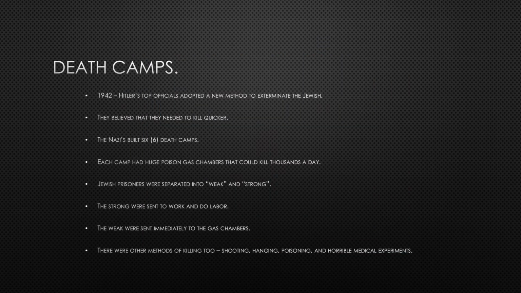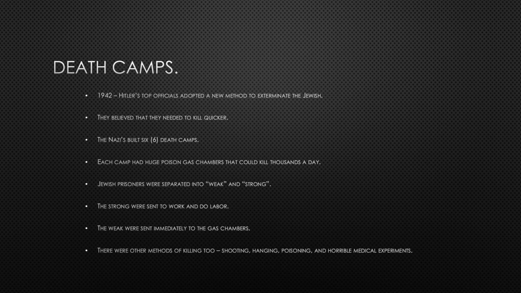So, the death camps. In 1942, Hitler's top officials adopted a new method to exterminate the Jewish people, because labor wasn't killing them quickly enough, and they felt the death squads weren't being as efficient and were being used for the wrong purposes. They looked for a new way to kill those they declared undesirable more quickly. So the Nazis built six death camps, and each camp had huge poison gas chambers that could kill thousands a day.